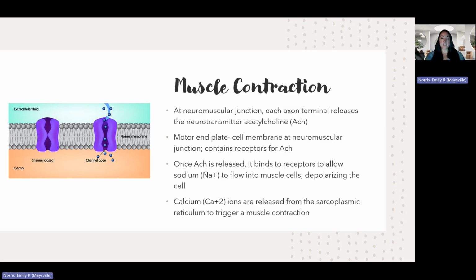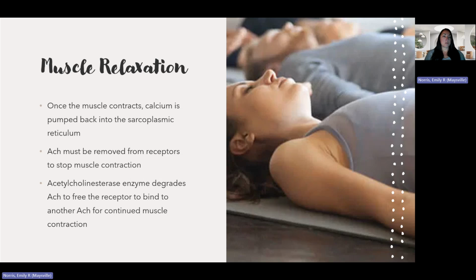Calcium ions are released from the sarcoplasmic reticulum, and then that muscle contraction starts. So there's a whole chain of reactions of the cell depolarizing and causing a muscle contraction. And the contraction causes the fibers to become closer together and shortened. When the muscles relax after contraction, the calcium is pumped back into the sarcoplasmic reticulum.